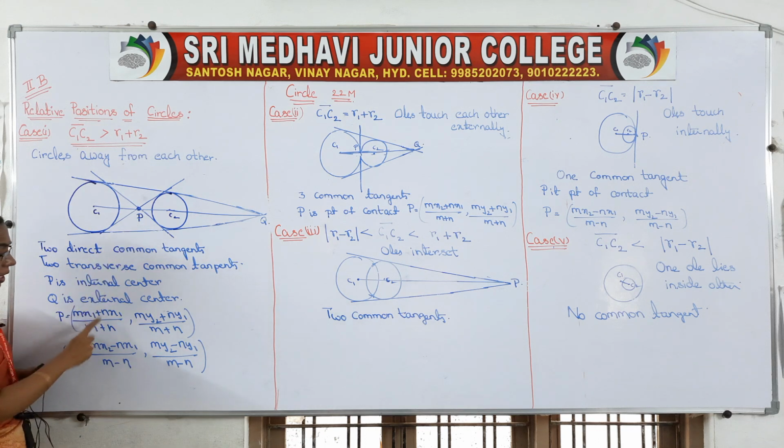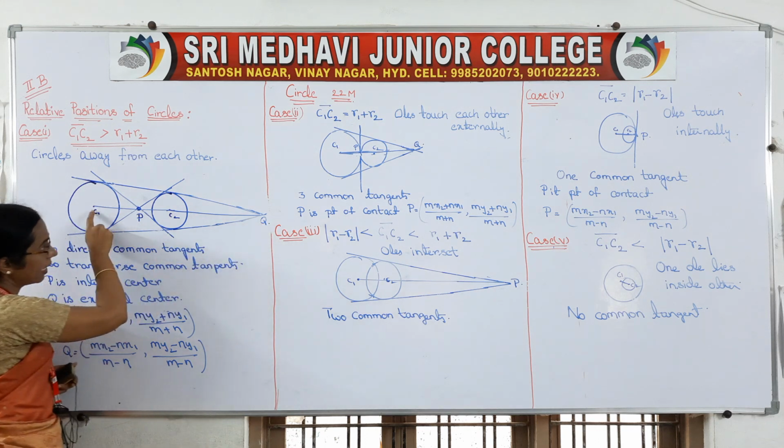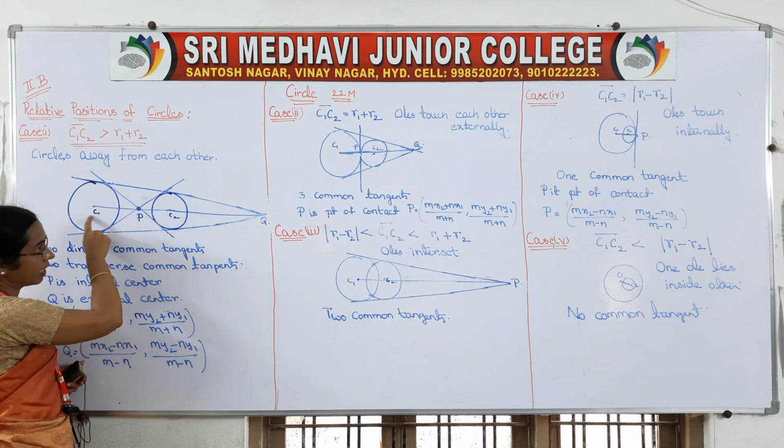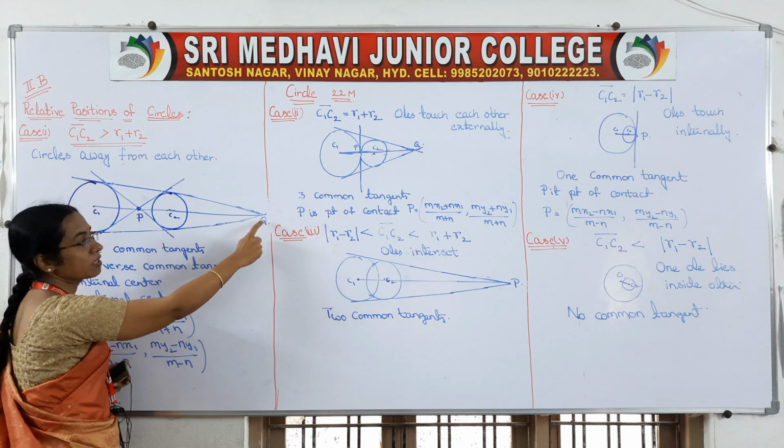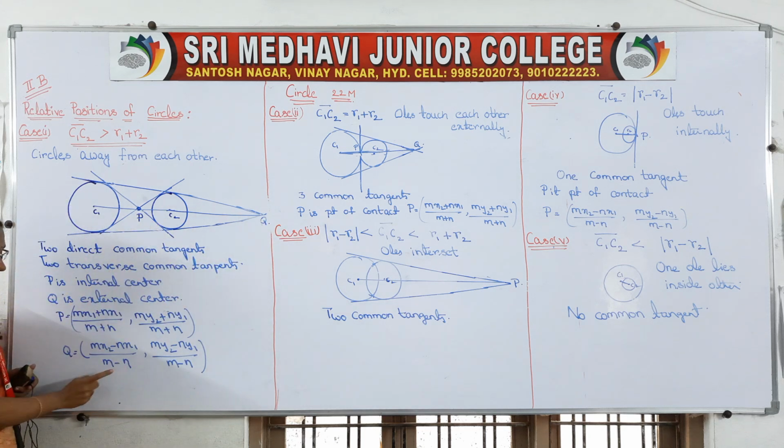So the P formula is this one, and Q lies external to the C1C2 line, beyond C1C2 up to here, but it is an external point. So it divides C1C2 externally. So to get your Q point, you have to take the external bisection formula. This is the first case in the relative position of circles.